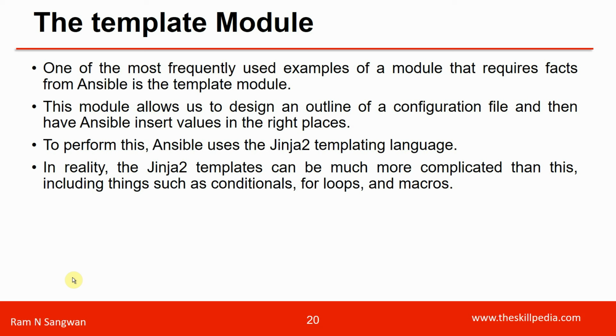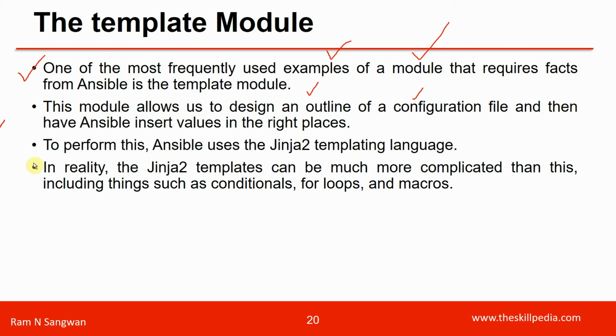So we can render this template on the remote machine where the fixed part will remain fixed and the variable part will be substituted accordingly. One of the most frequently used examples of a module that requires facts from Ansible is the template module. That's a very good example. In fact, we have examples in our lab assignment for this template. There are two examples I have taken in the lab assignment. You will find this module allows us to design an outline of a configuration file and then have Ansible insert values in the right place.